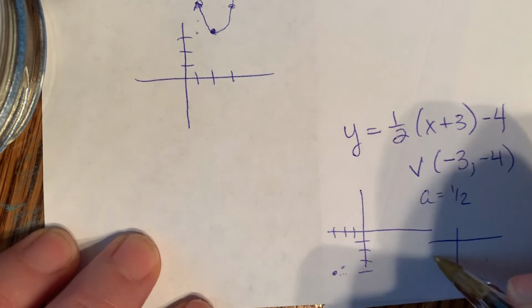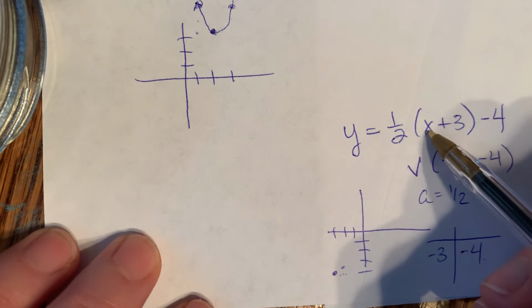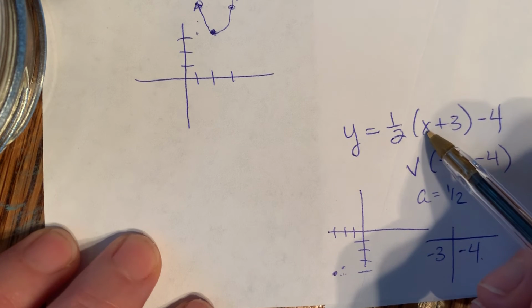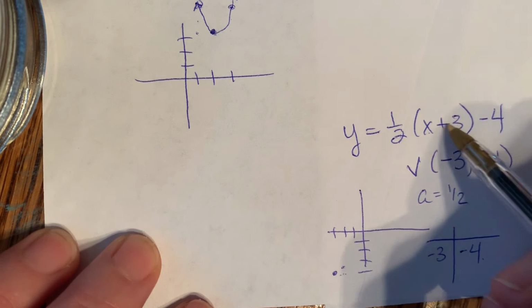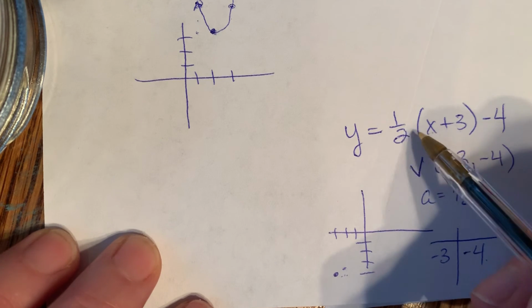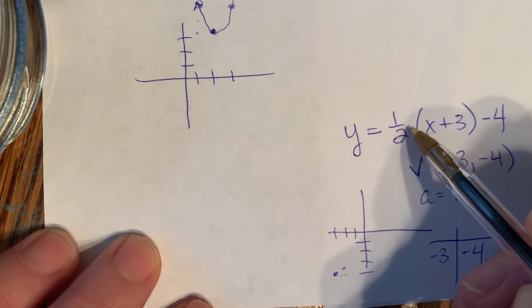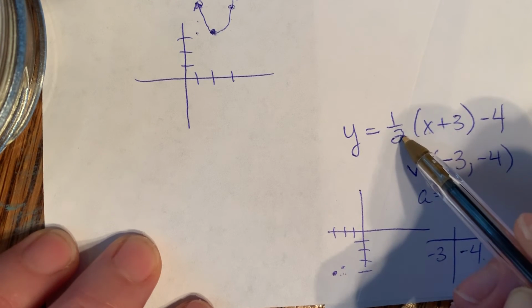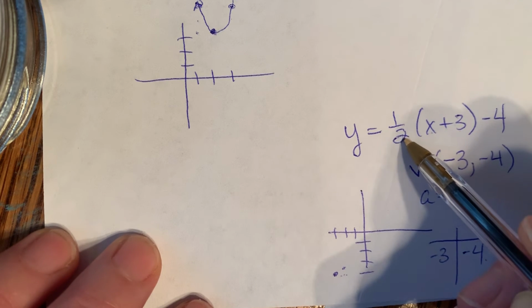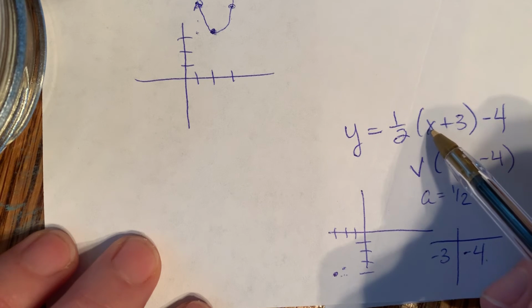Well, I mean, you know that -3, -4 is on your graph. Why don't you, I don't know. I probably wouldn't plug in a 0 here because then you're going to get 0 plus 3 is 3 times 1/2. You're going to get a fraction. So let's be smart. Let's make this number even so that when I multiply it by 1/2, which is the same as dividing by 2, I get a nice whole number.